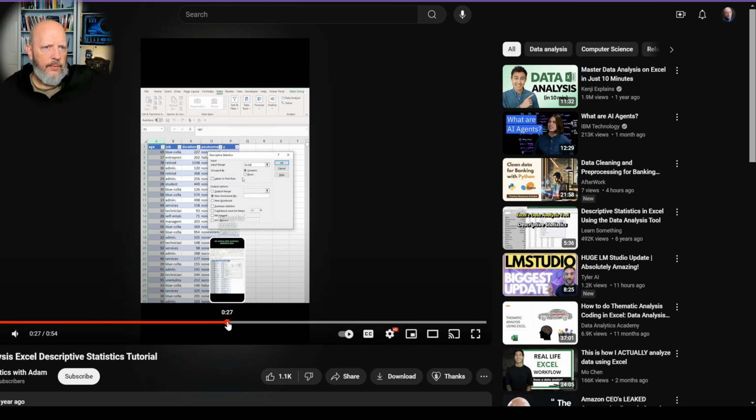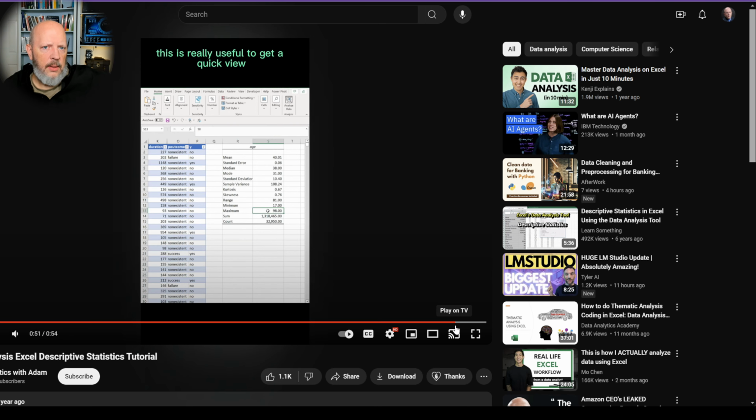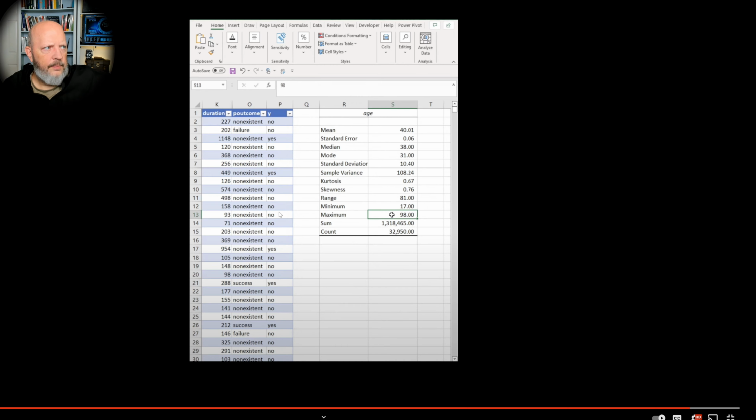What's important for you, generally, is when it spits out these numbers right here, do you know what they mean? What's the mean? What's the median? Kurtosis, what's the range? What's the minimum and maximum? What's a sum? What's a count? The sum of age is an absolutely useless number. I take everyone's age and add it together. What's that going to tell me? Nothing of value.